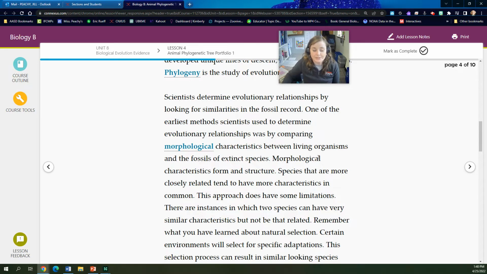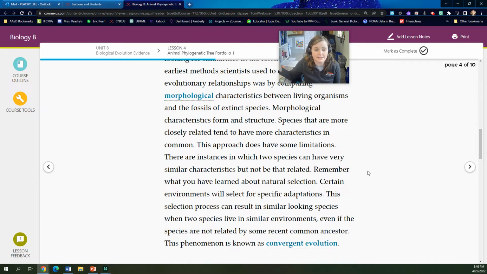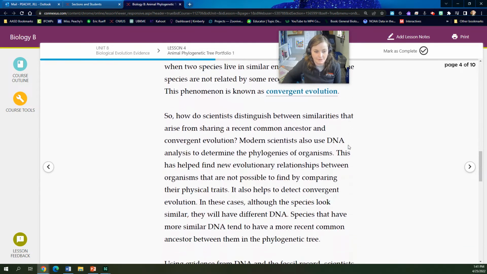Species that are more closely related tend to have more characteristics in common. Of course, this approach does have some limitations, for instance, in which two species can have very similar characteristics but not be that related. And remember that we also look at other lines of evidence like DNA that helps to back up these observations, verifying it using DNA and stuff like that as well.